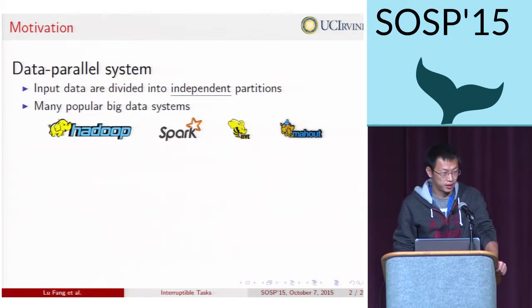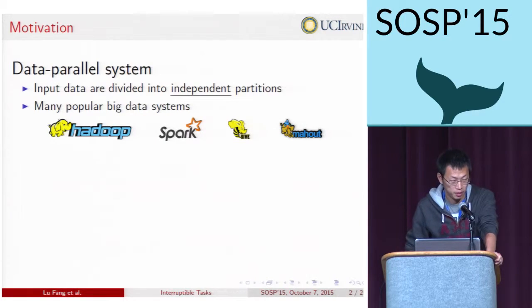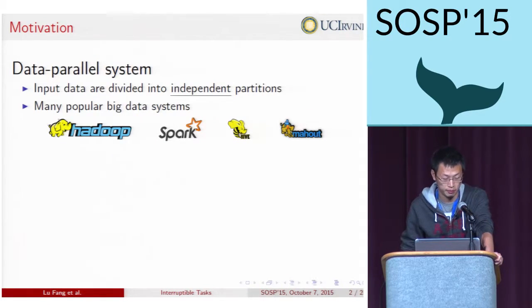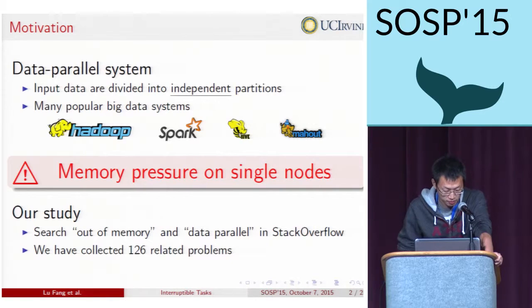Now, we are in the big data era to process huge amounts of data. Developers have developed many different data parallel systems, such as Hadoop, Spark, Hive, Mahout, and many other systems. In those systems, input data are divided into independent partitions and can be processed simultaneously by different tasks. With the help of those systems, processing big data becomes much easier.